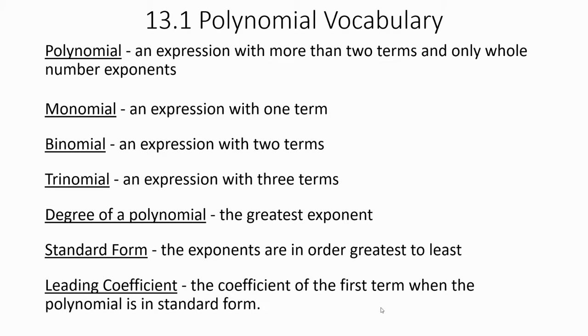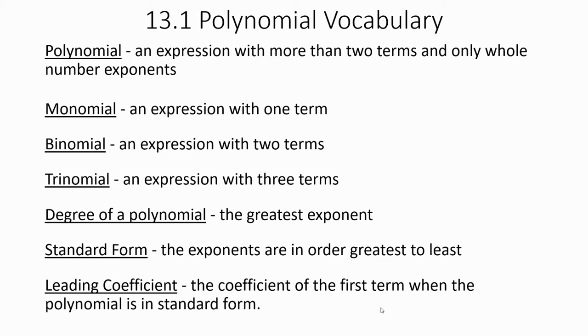Now, more specifically, you have monomials, binomials, and trinomials. These should all be pretty easy to remember. A monomial is an expression with one term. Binomial, just like a bicycle, is an expression with two terms. A trinomial, just like a tricycle, is an expression with three terms. Then we're also going to look at the degree of a polynomial. When they ask about the degree, that is the largest or the greatest exponent. All you have to do is look through the polynomial and find the largest exponent.